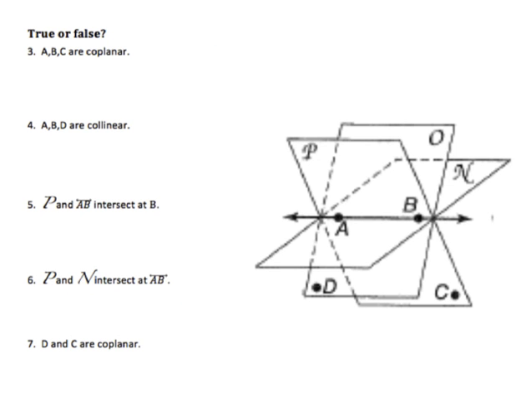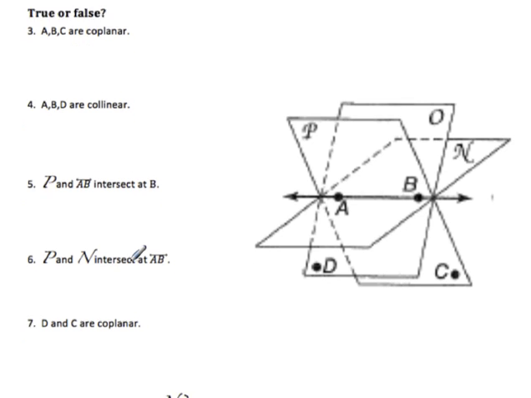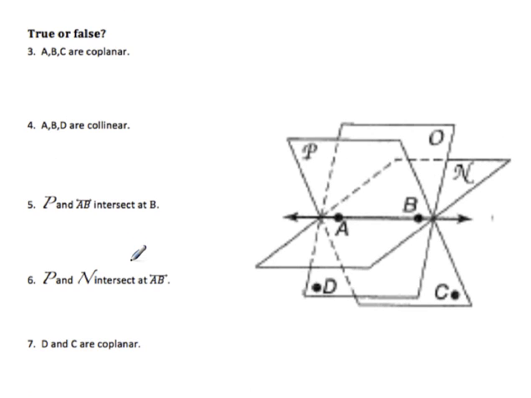Now let's take a look at numbers 3 through 7. Or 8, I'm sorry. We want to figure out if A, B, and C are coplanar. So let's find A, here's B, and here's C. To be coplanar, you need to land on the same plane. Well, do they end up on the same plane? Yes, they're all on plane letter P. So that is true because they're all on the plane P. And I want you to fully write out true and false. I don't want you to do T and F.